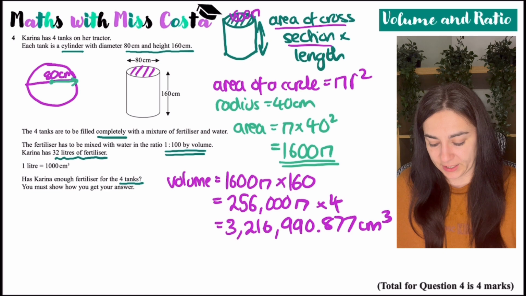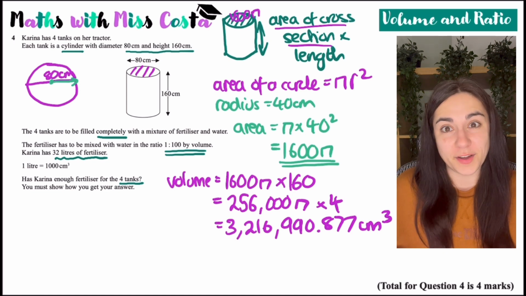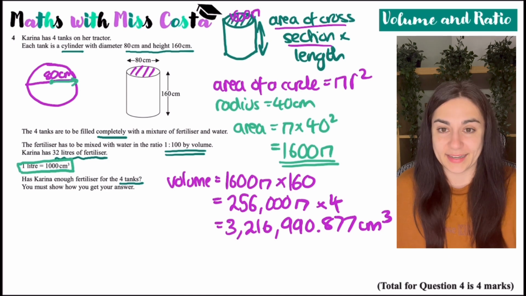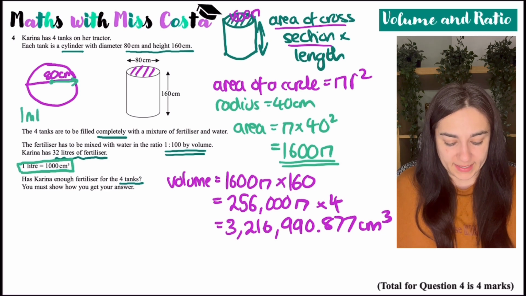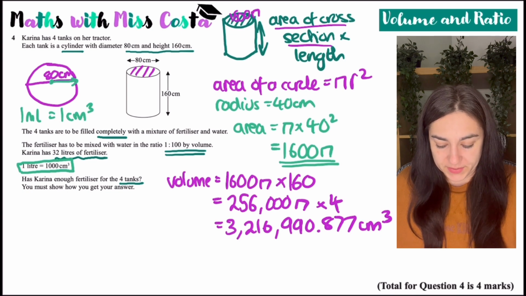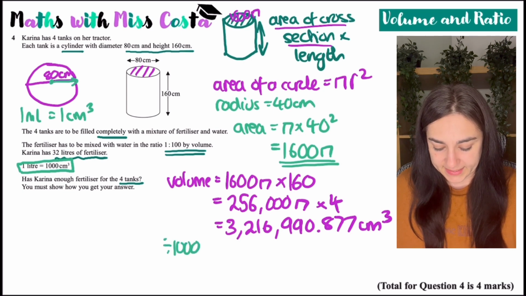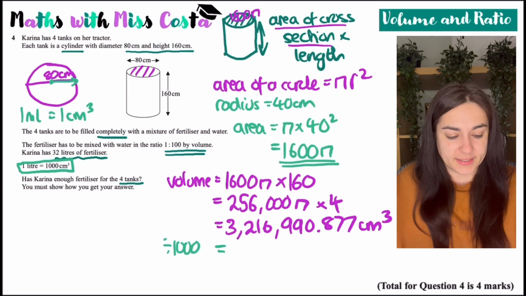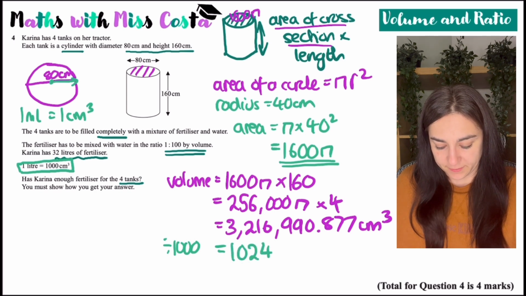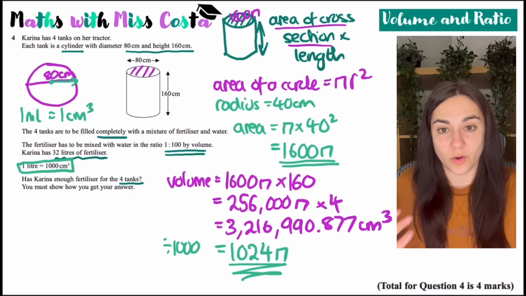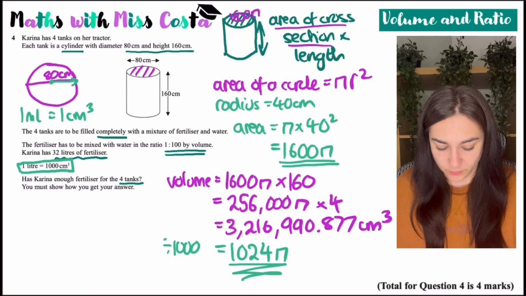3,216,990.877 centimetres cubed. Now I've been given a vital piece of information, which is that 1 litre is equal to 1,000 centimetres cubed, and that's because 1 millilitre is equal to 1 centimetre cubed. So to turn my centimetres cubed into litres, I'm going to divide by 1,000. So divided by 1,000 gives me 1,024 pi. So I know that the total volume of all 4 cylinders is 1,024 pi.